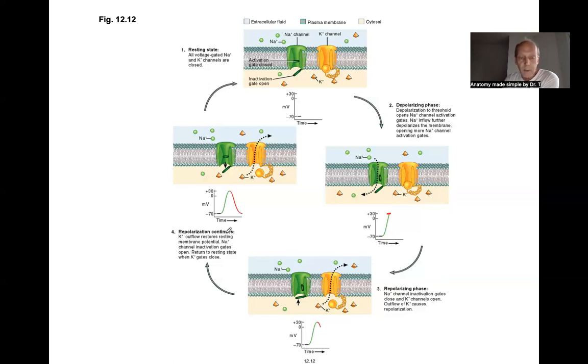As the repolarization continues, potassium outflow restores the resting membrane potential. Sodium channel inactivation gates open and return to the resting state when potassium gates are closed. And then we're back to the beginning of this diagram, which we can go through perpetually, over and over, as it explains the principles of resting membrane potential, depolarization, repolarization, and back through the same predictable cycle again and again if we need it.